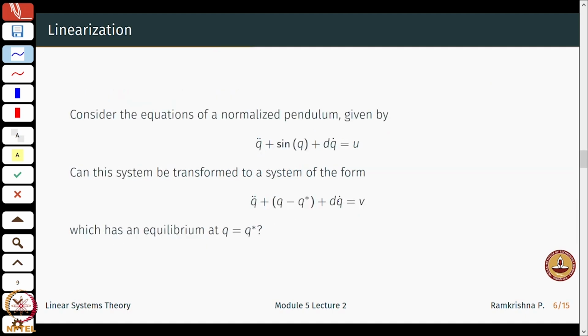Not only that, let me start with an example of a nonlinear system of this form, which is a simple normalized pendulum with the mass, the acceleration due to gravity, and the length all normalized to 1, where d is some damping coefficient greater than 0. Can I write this system in this form? Can I transform this system into this form? This is a linear system which has an equilibrium at q equal to q star. Not only does this look like a linear system, but I can actually stabilize it to any point in the entire phase plane, starting from 0 to pi or 0 to minus pi.